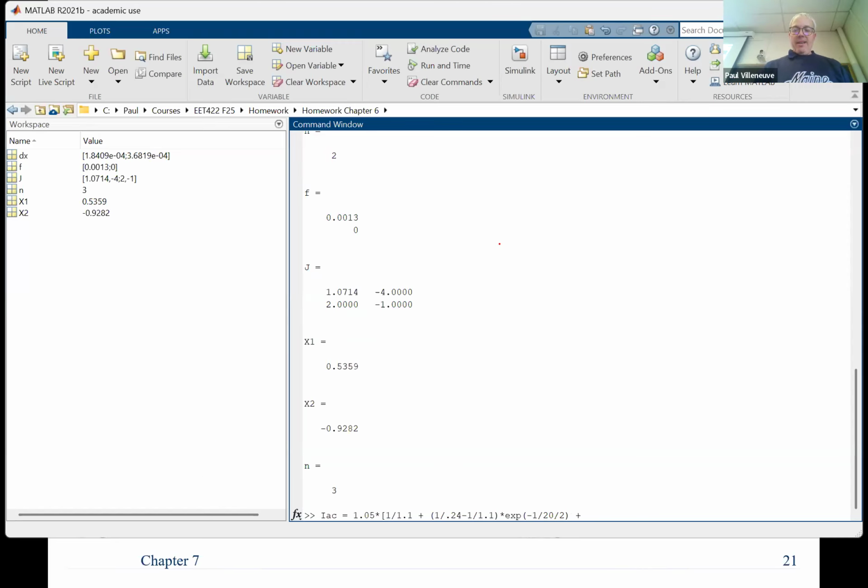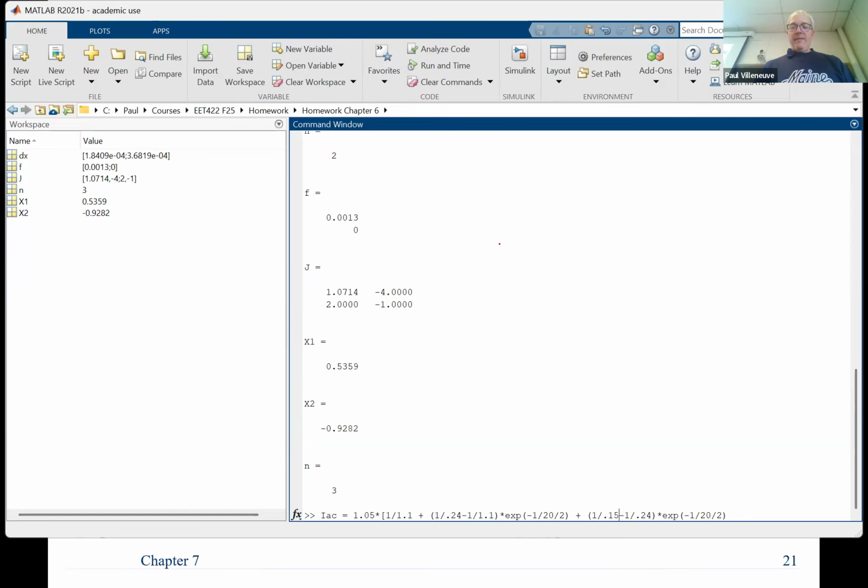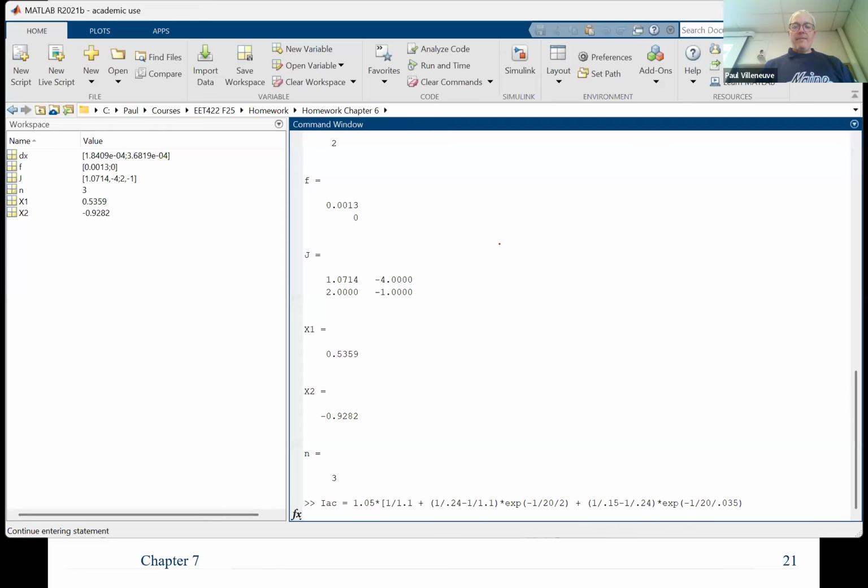plus my next one. I'm just going to copy this one over because it's almost the same format. I just have to change the numbers around a little bit. So this is going to be 1.24. This is going to be 0.15. And this time constant changes to 0.035. Did I make a mistake? Is MATLAB okay with no leading 0? Yeah, it's fine.